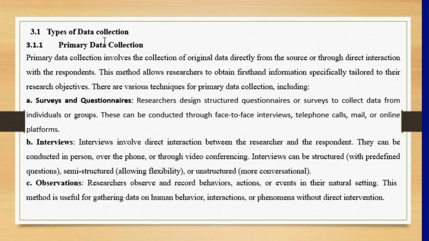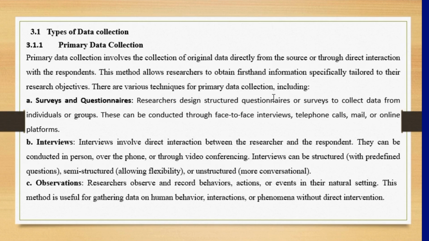So we have primary data collection and secondary data collection, but here let's talk about primary data collection first. Primary data collection involves the collection of original data directly from the source, or through direct interaction with the respondent. This method allows researchers to obtain first-hand information specifically tailored to their research objective.